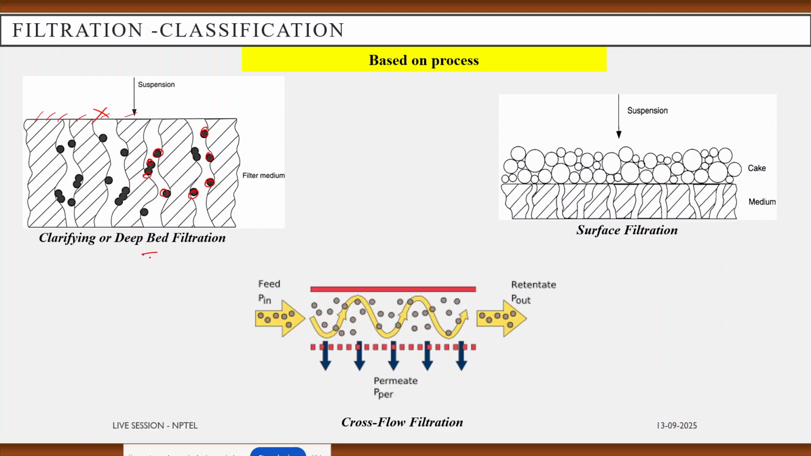So this is the basic difference between deep bed filtration and surface filtration, where you can see that on the surface all the solid particles are stacked and only the filtrate passes through.